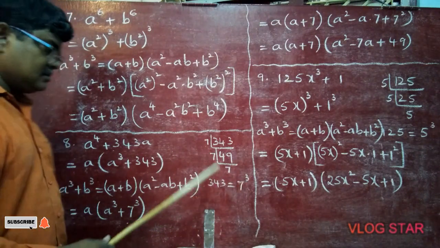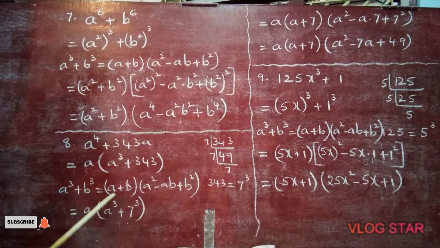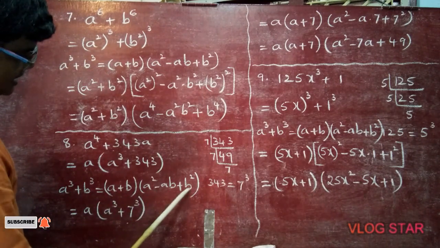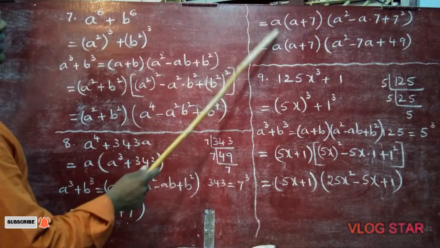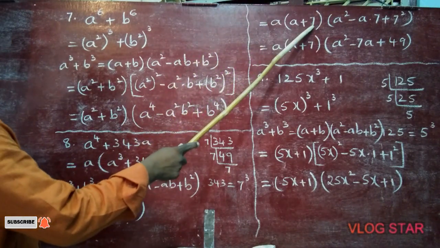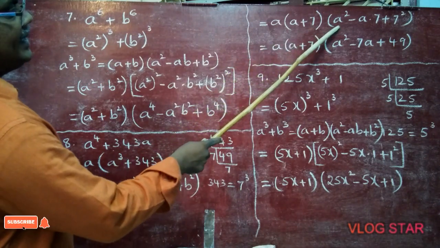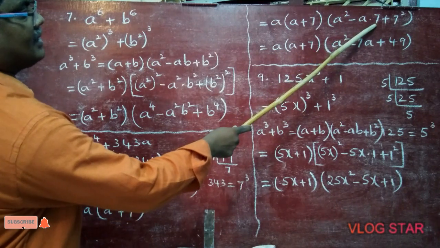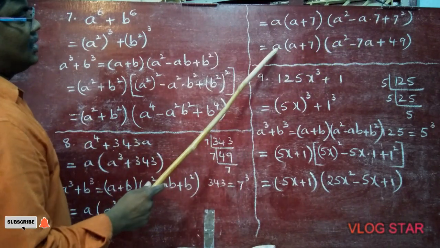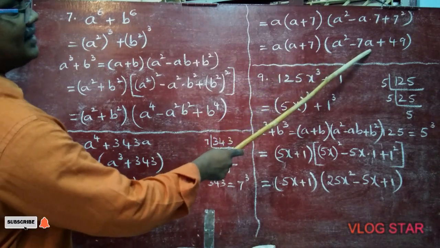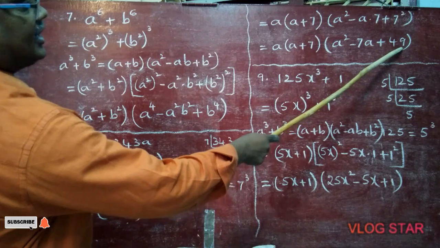Now we are writing as a cube plus b cube. Formula: a cube plus b cube is equal to a plus b into a square minus ab plus b square. Now in the place of a, a is there. In the place of b, 7 is there. So a into a plus 7 into a square minus a into 7 plus 7 square. Now a into a plus 7 into a square minus 7a plus 7 sevens 49.